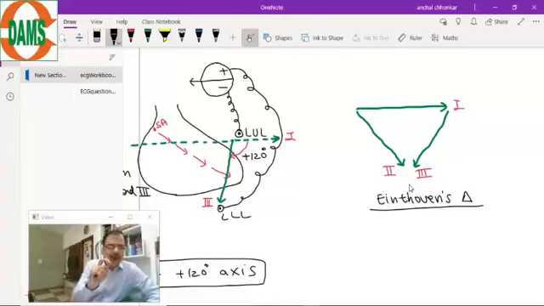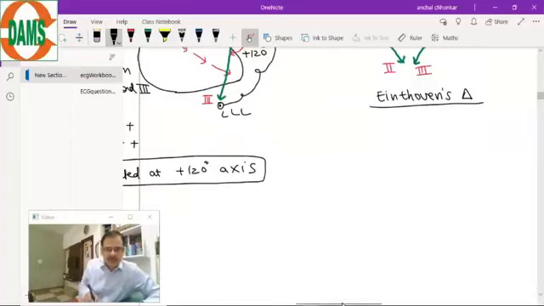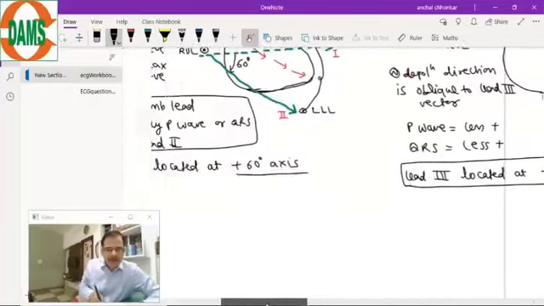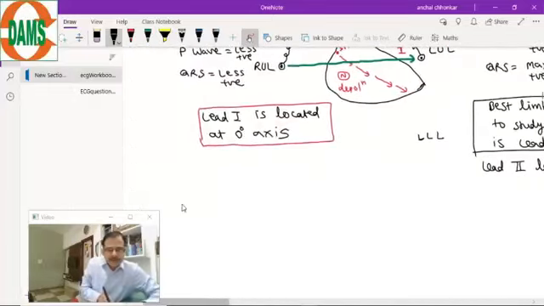Now coming to the unipolar limb leads. For the unipolar limb lead system, it is a slightly complicated one. So let's look at the unipolar limb leads.